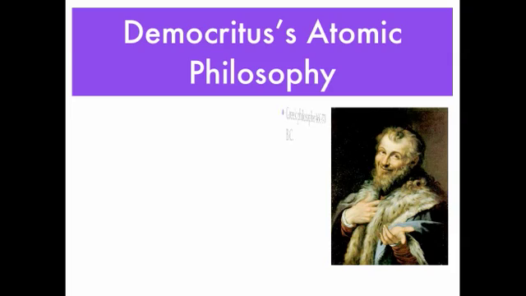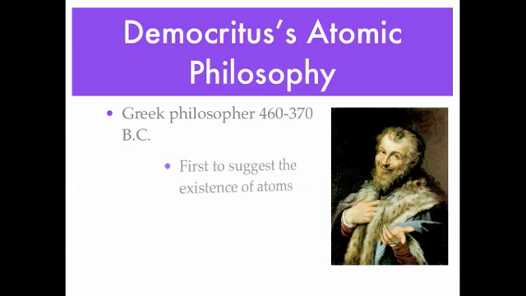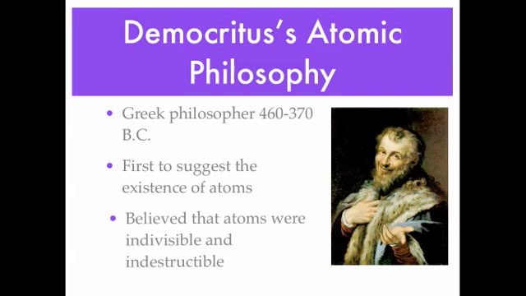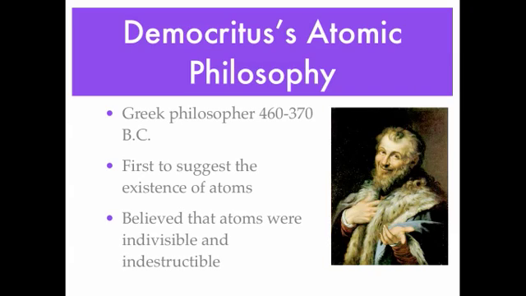If we want to go way back, the first person to come up with this idea, this atomic theory, was Democritus. He was a Greek philosopher who lived back in 460 to 370 BC, so quite a ways back, 2,500 years ago. That was when the first idea of atoms came about. He was the first to ever suggest it.